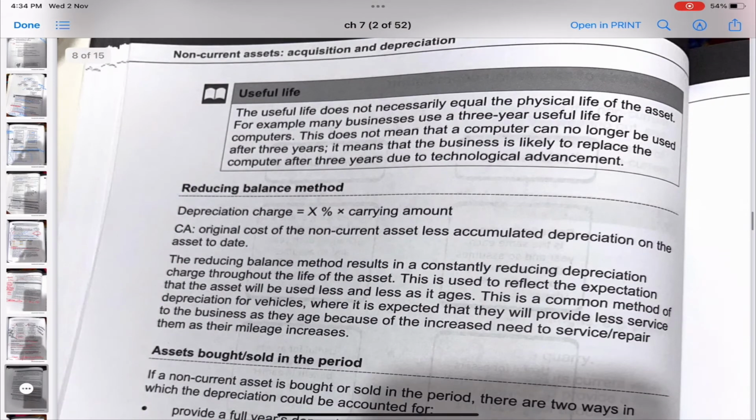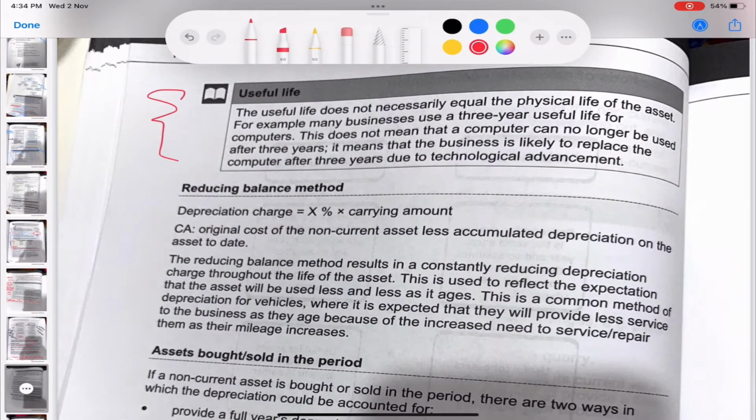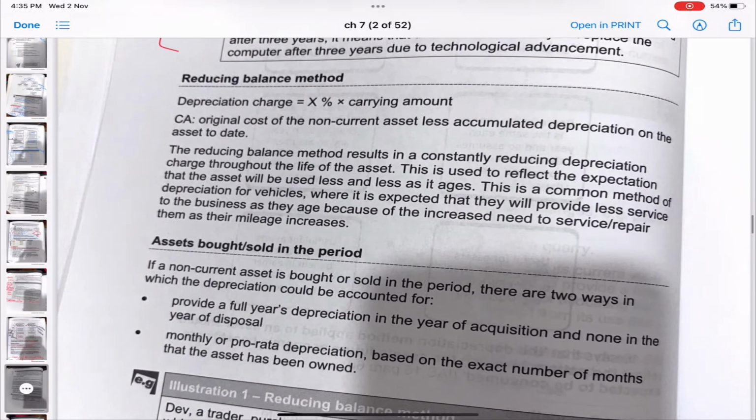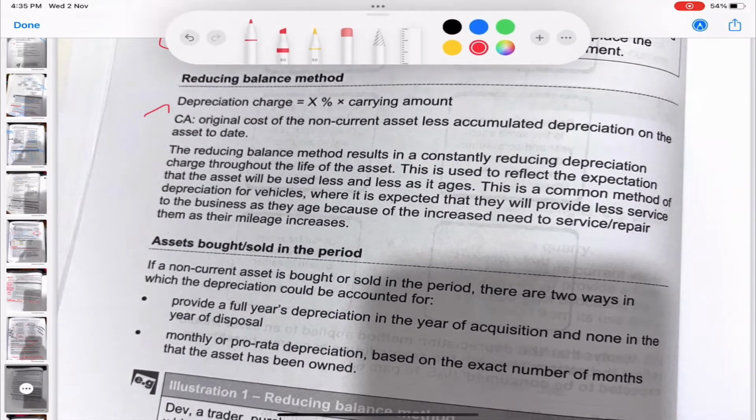Now we know what useful life is. We have discussed useful life very clearly, so let's not go into the detail of that. And we know what reducing balance is. We know that every year the percentage of depreciation charge would be calculated on the carrying amount, and we know what carrying amount is. We know that on the original cost, when you remove the depreciation, that would give us the carrying amount.